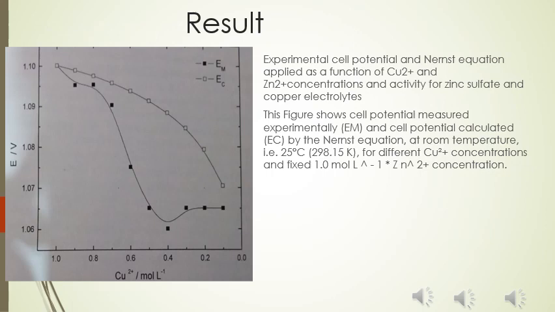This figure shows cell potential measured experimentally and cell potential calculated by the Nernst equation at room temperature for different Cu2+ concentration and fixed Zn2+ concentration. As known, the cell potential of a cell is a contribution of both electrodes. If one electrode has low activity, the cell shows low performance.